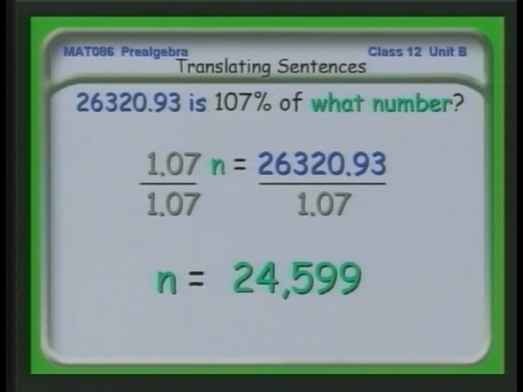Incidentally, do these numbers look familiar to you? These are the numbers I've used in the car example. I started with a car worth $24,599. When we add the tax in, we found it was $26,320. That turns out to be 107% because remember we had the 100% from the price of the car and the 7% sales tax. 107% is the whole price of the car plus 7% sales tax. It's interesting how that works out.